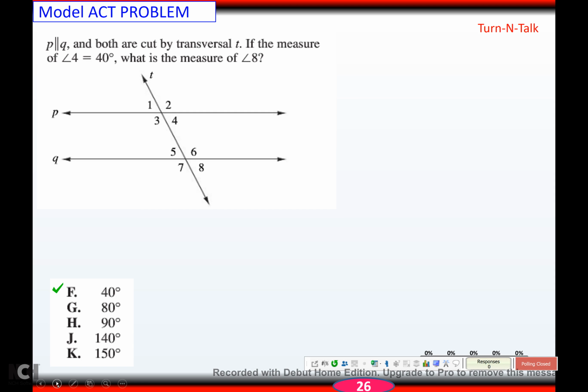And hopefully you got 40 degrees. It says P is parallel to Q and are cut by this transversal T. So all of our alternate interior and corresponding and vertical and all those are true. It says if the measure of angle 4 is 40 degrees, what is the measure of angle 8? Well, 40 degrees because they are corresponding angles, so they are equal.